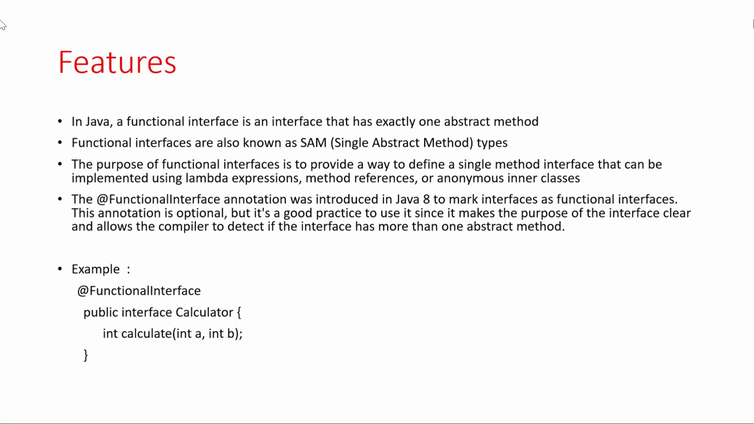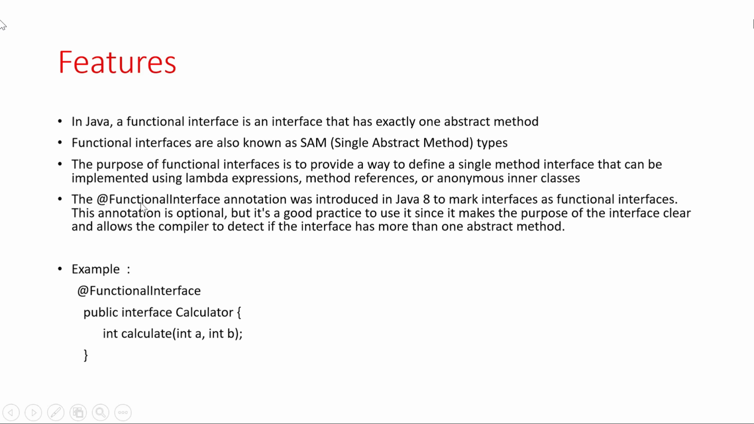Coming to the purpose of functional interfaces, the main purpose of a functional interface is to provide a way to define a single method interface that can be implemented using lambda expressions, method references or anonymous inner classes.